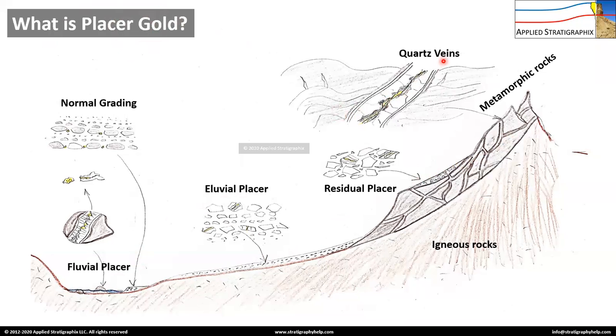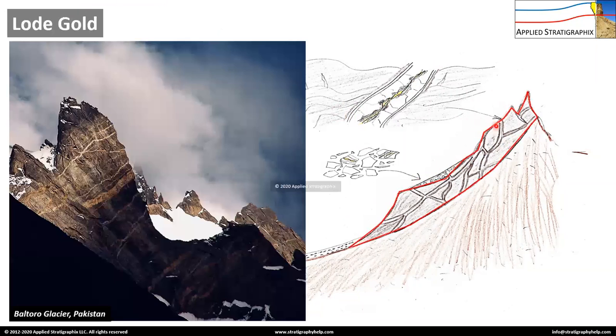So let's start with what some of these rocks look like. I've drawn the schematic for you. So here are some metamorphic rocks. I'll show you an example of those. There's a picture from the Baltoro Glacier up in Pakistan, where if you're hiking towards K2, this is what you get to see.